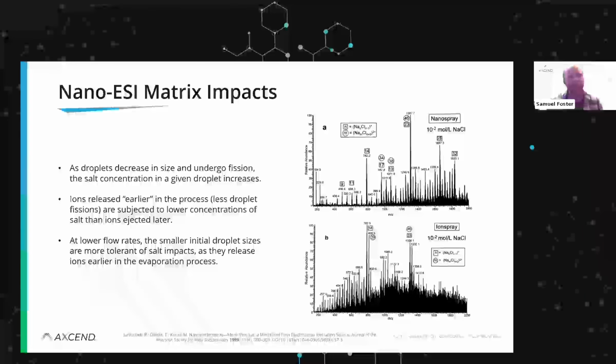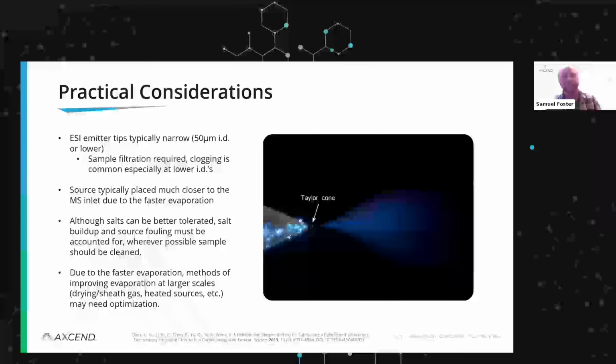And so because of that, as you drop in capillary scale and as you drop your flow rate, your matrix effects actually seem to have less and less of an impact, which is a little bit weird, but it makes sense once you start to look at the ionization process. So a couple of practical considerations.